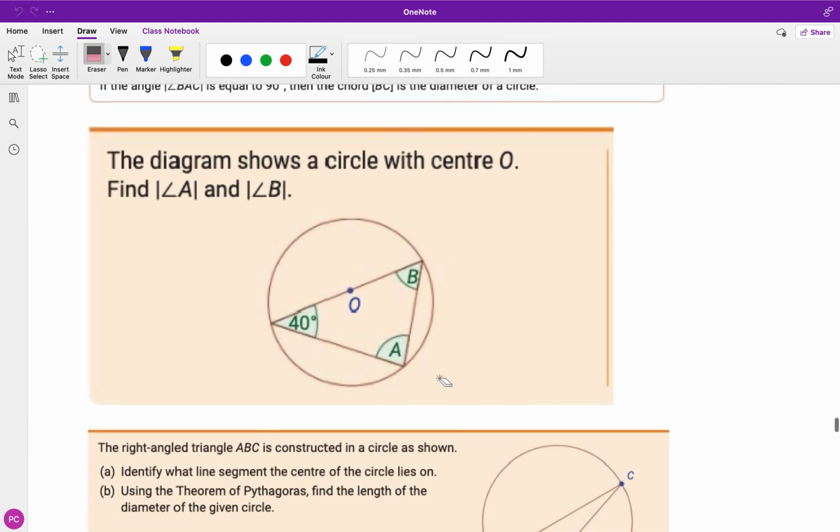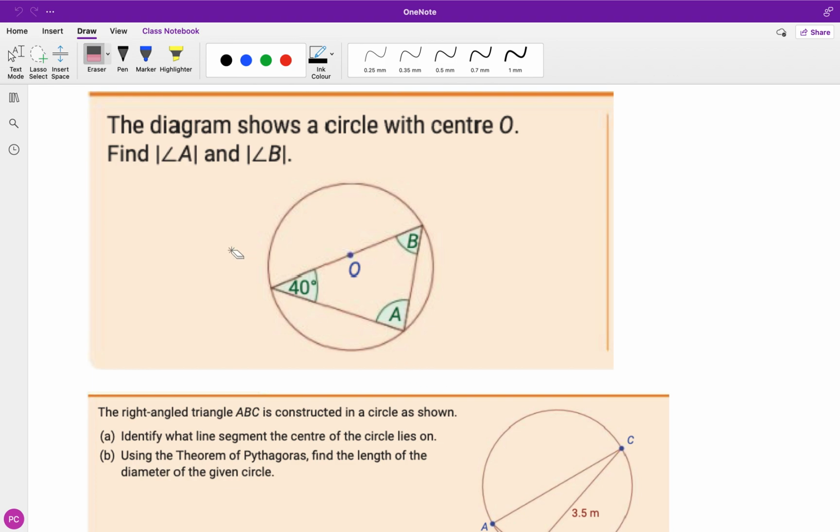Okay, so you can see here, the diagram shows a circle with center O. Find the angle A and the angle B. Well, this is your diameter here. So you can see the line goes through the diameter.